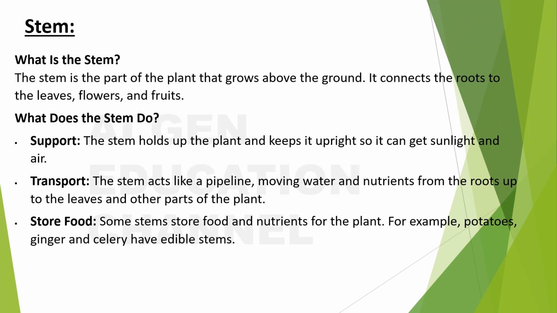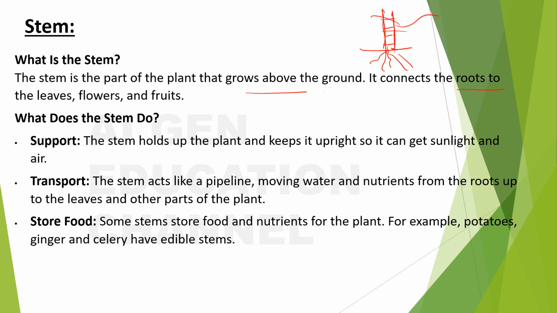Next, stem. What is the stem? The stem is the part of a plant that grows above the ground. It connects the roots to the leaves, fruits and flowers. So what is the stem? It grows above the ground. So from here the roots grow and all this is stem. And it connects to the leaves, fruits and flowers.